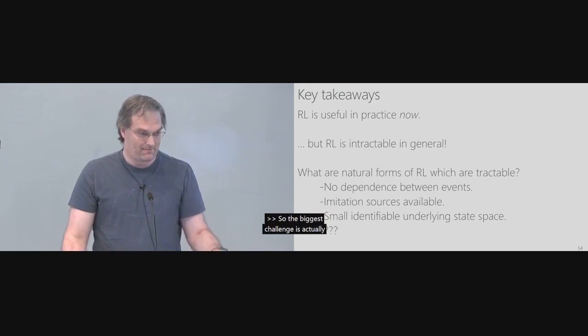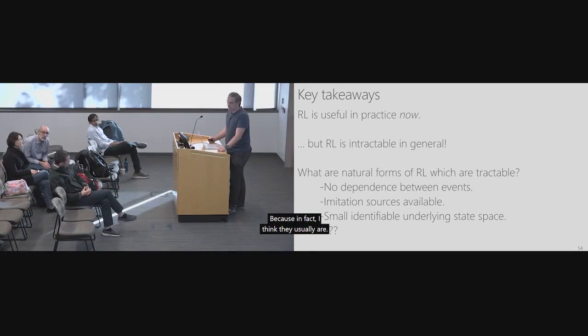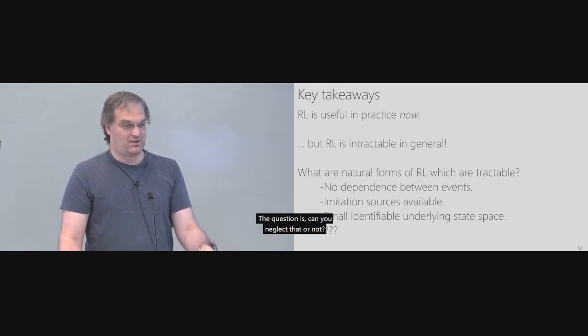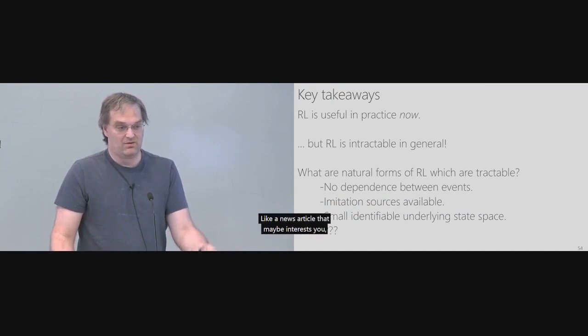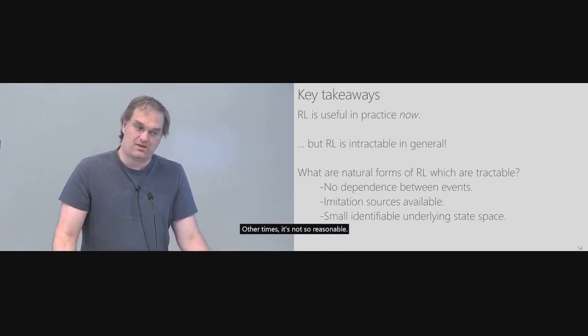Yeah? So is the biggest challenge actually the assumption of no dependence between events? Because in fact, I think they usually are dependent. Yeah, I think there's almost always some dependence between events. And the question is, can you neglect that or not? In many cases, you can. Like the news article that interests you may just not be related to the one that interested you before. So independence is a reasonable assumption there. Other times, it's not so reasonable.